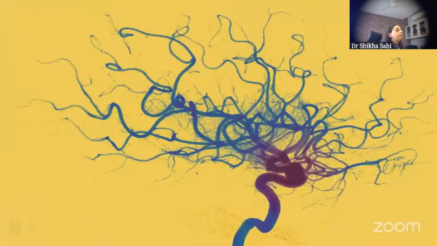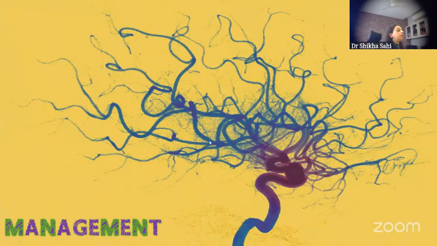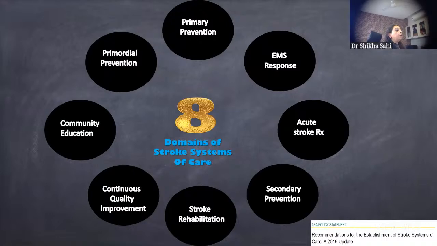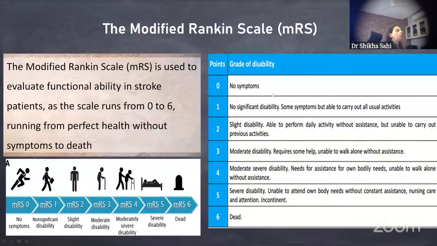So coming on to the management after understanding this basic aspect. Before I go on to the management, what I want to know, because all the time we will be assessing the modified Rankin scale. This is a functional scale. In all the studies, we are evaluating what is the improvement in functional ability of the stroke patients if we are instituting any treatment. So usually we aim for mRS 0 to 1, which is non-significant disability, in which the patient is able to carry out usual activities without much disability.